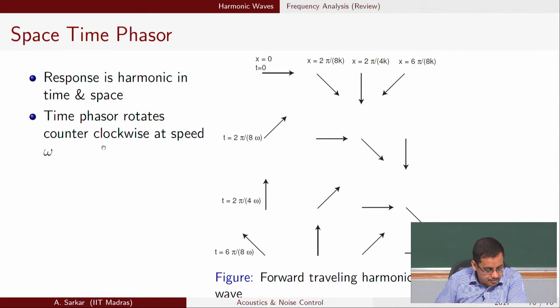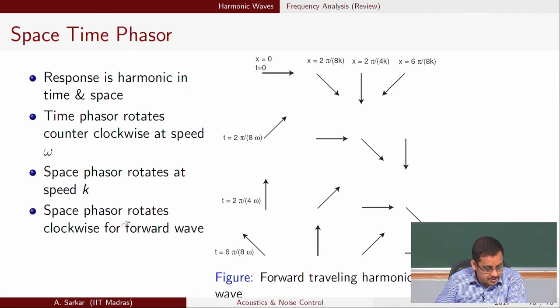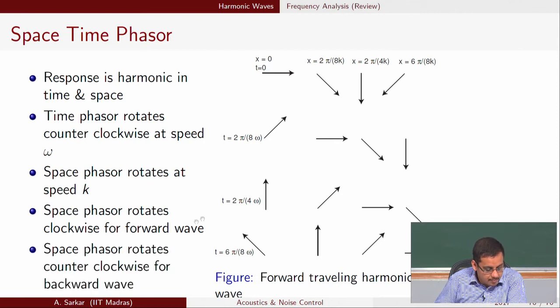The time phasor rotates at counterclockwise speed omega, whereas the space phasor rotates at speed k, but in the clockwise sense. I should have written that the space phasor rotates at speed k, but in clockwise sense. That is the next bullet. The space phasor rotates in clockwise sense for the forward wave, but for the backward wave it will rotate in the same counterclockwise direction, and I have just explained the reasons why we are differentiating between these two different kinds of wave, the forward wave and the backward wave.